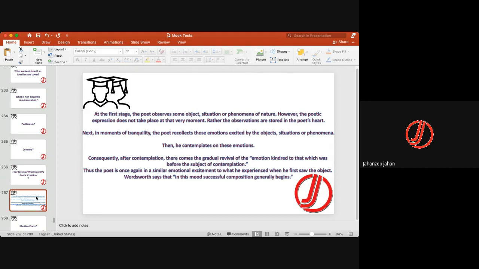Consequently, after contemplation, there comes the gradual revival of the emotion kindred to that which was before the subject of contemplation. Thus, the poet is once again in a similar emotional excitement to what he experienced when he first saw the object. Wordsworth says that in this mood, successful composition generally begins. So this is the explanation of his theory, or his definition of poetry, that poetry is the spontaneous overflow of powerful feelings recollected in tranquility.